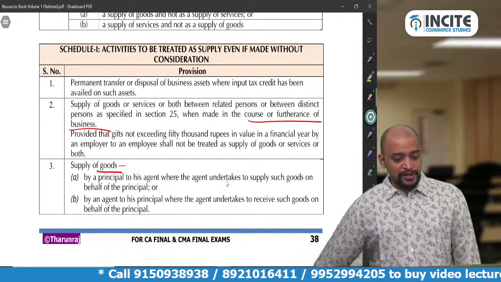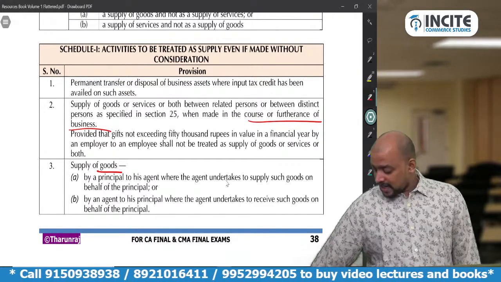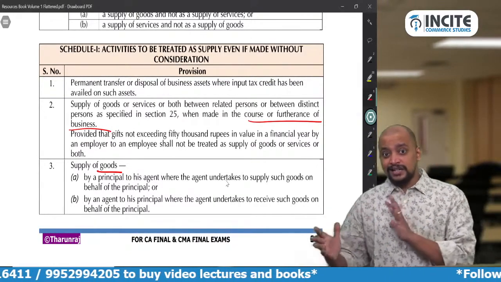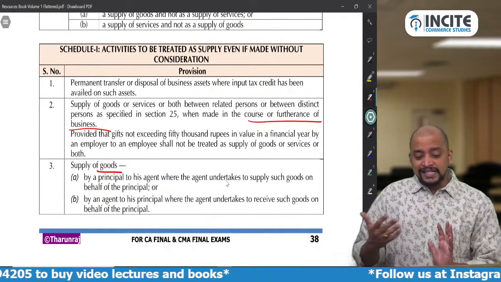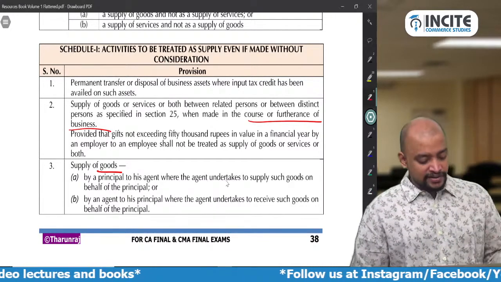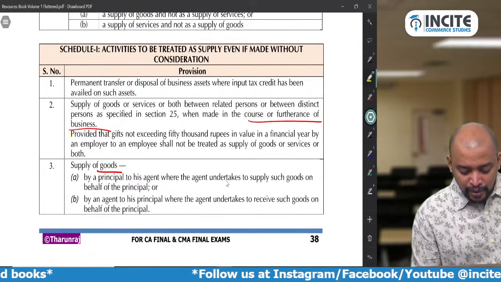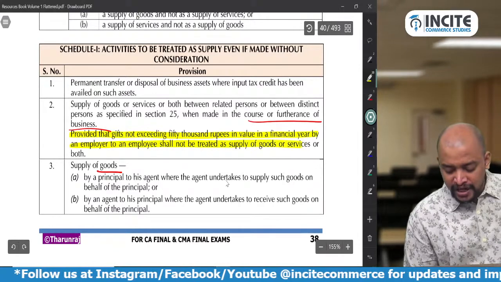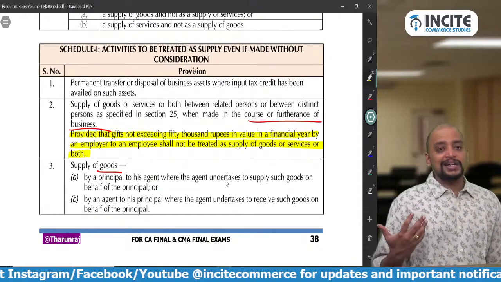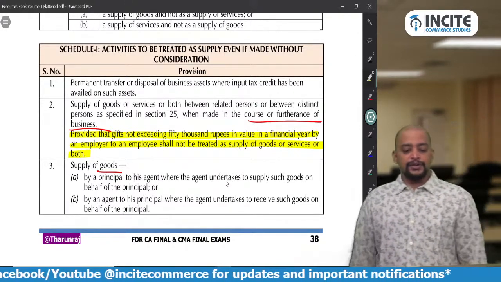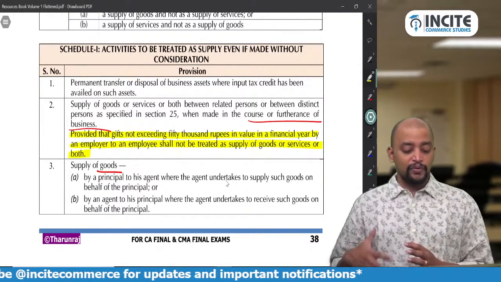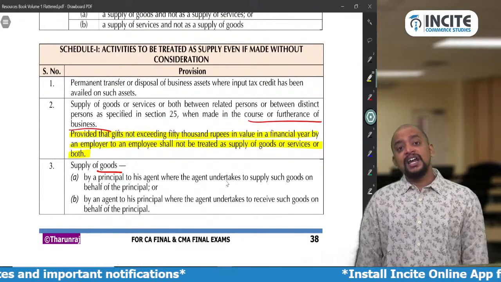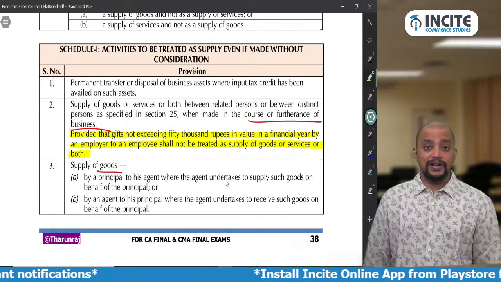Supply of goods or services or both between related persons or between distinct persons as specified in section 25, when made in the course or furtherance of business, provided that gifts not exceeding 50,000 rupees in value in a financial year by an employer to an employee shall not be treated as supply of goods or services or both. You understood?